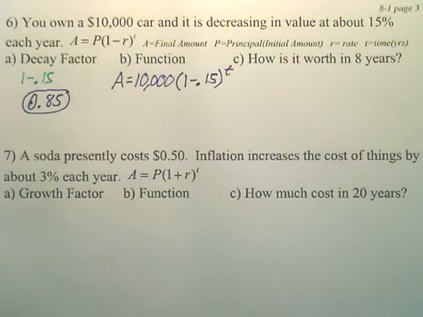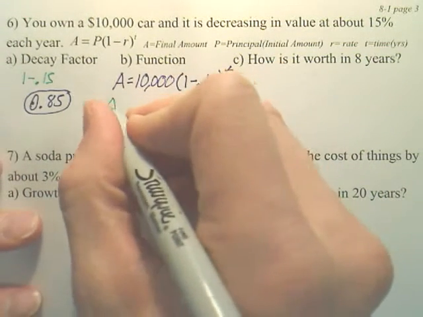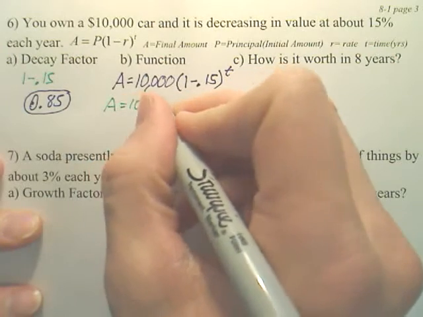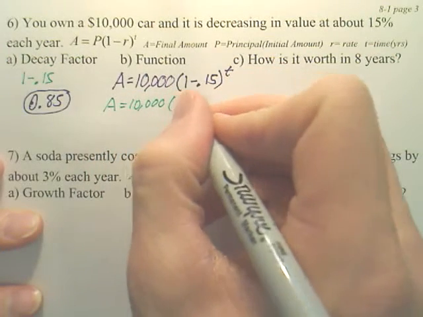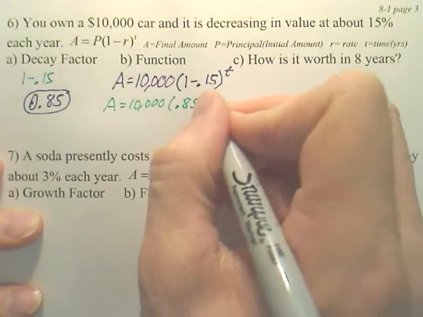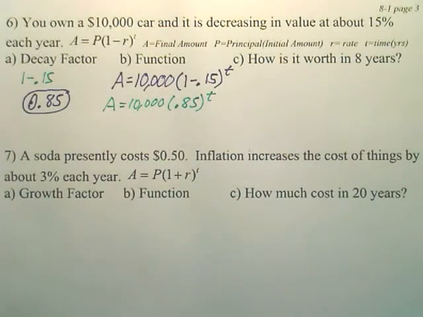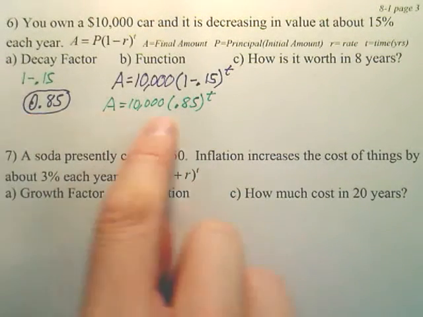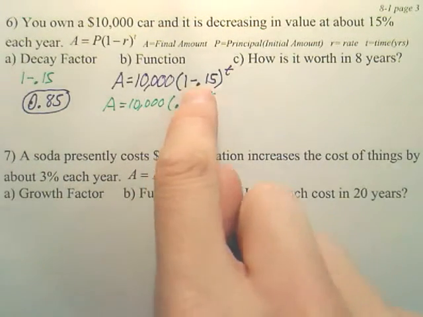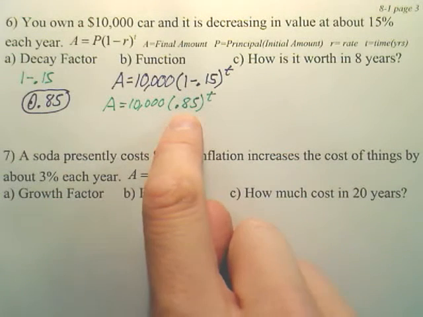Now, could I simplify that to this? That is a more simplified version. Do you guys see the decay factor? Your rate is 0.15, but your decay factor is 0.85.